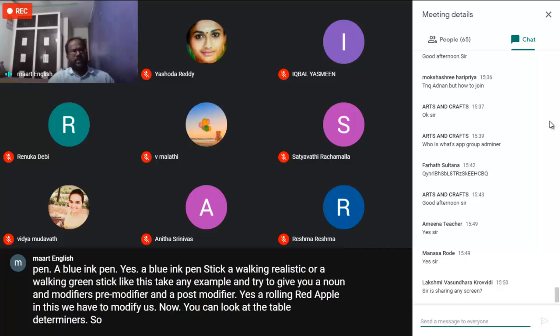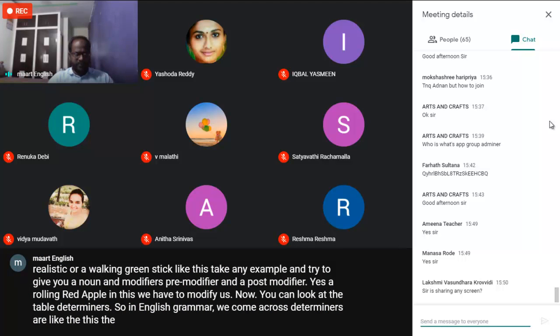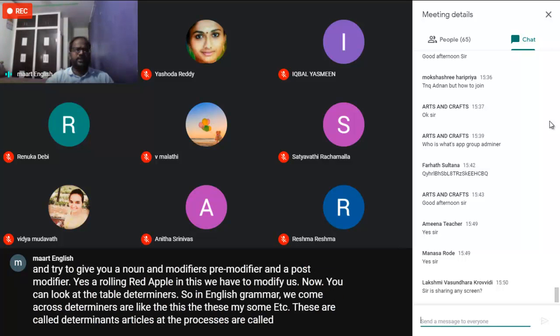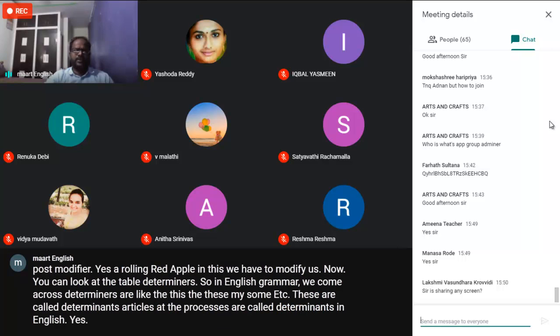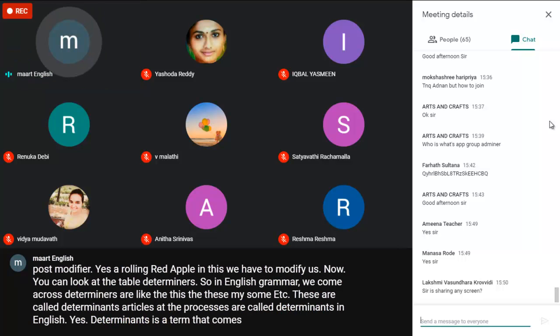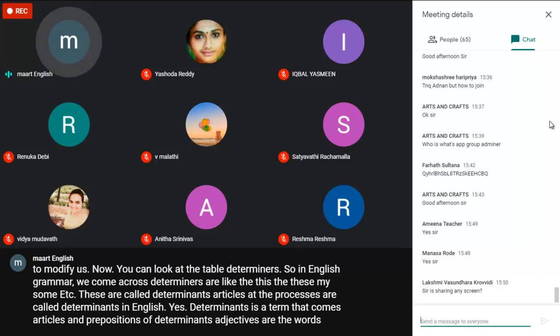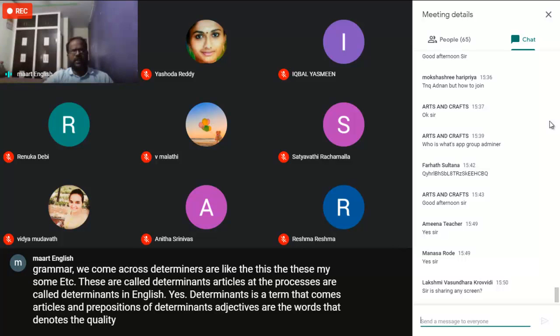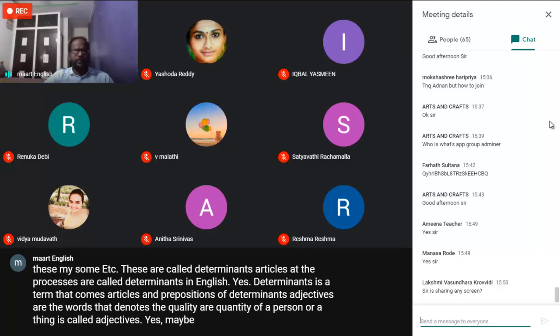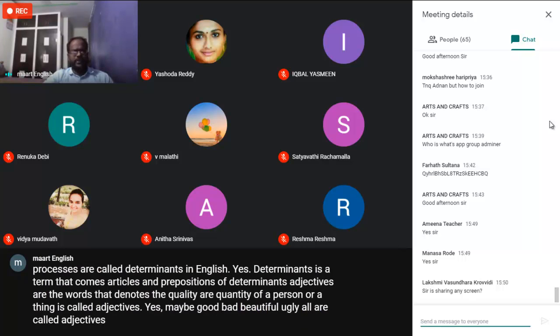In English grammar we come across determiners like my, some, etc. Articles and possessives are called determiners in English. Adjectives are the words that denote the quality or quantity of a person or a thing, maybe good, bad, beautiful, ugly. I'm trying to give you the list of the modifiers.